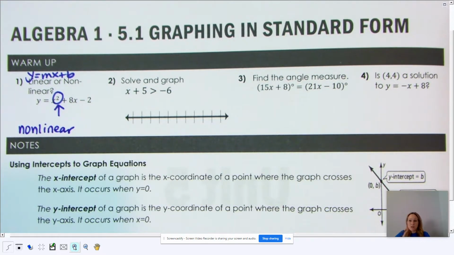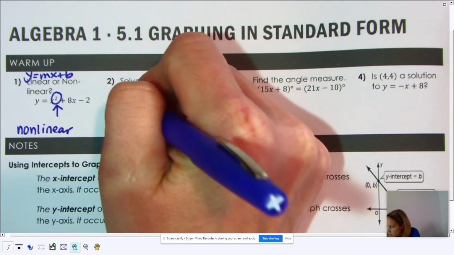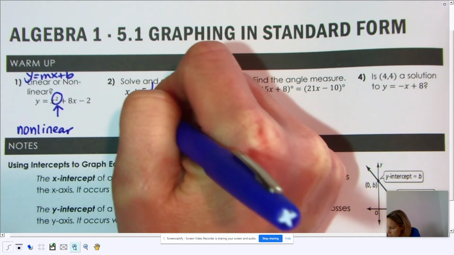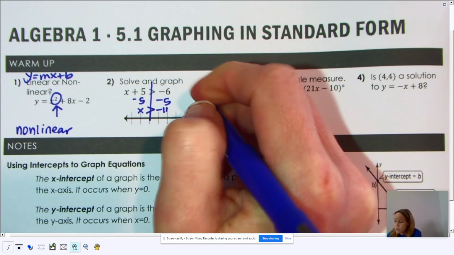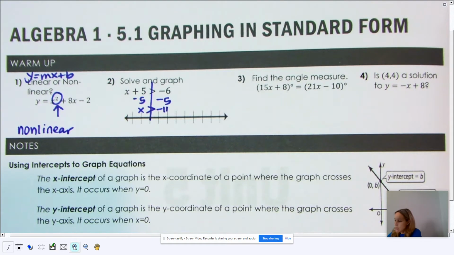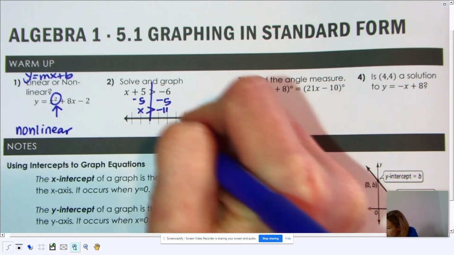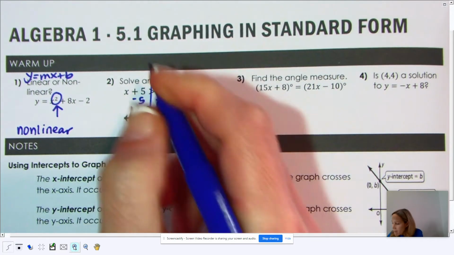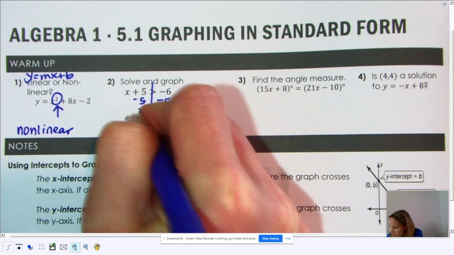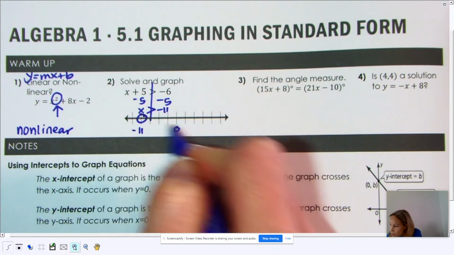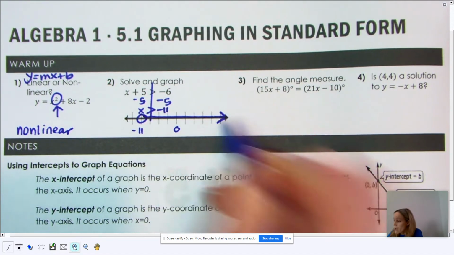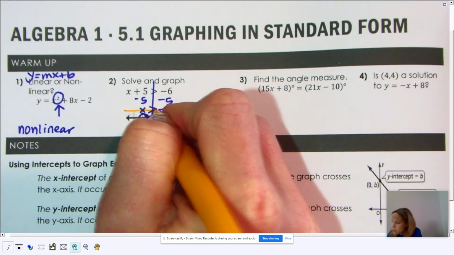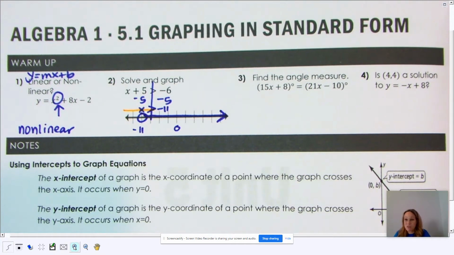Okay, question number 2 says solve and graph. So remember, for these ones, we're going to subtract the 5 on both sides to get the x by itself. X is greater than negative 11. So different teachers will have you graph different ways. I usually have my students put a 0 in the middle, put the 11 on the negative side. This one will have an open circle because it's not equal to, right? And x is greater than, so we go to the right. You can also use the secret shortcut where, as long as the letter's first, you can turn that sign into an arrow and it tells you what direction to go.